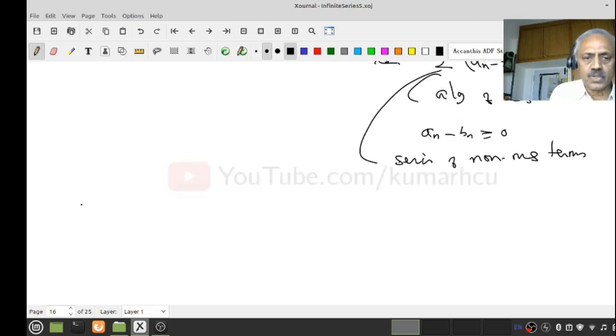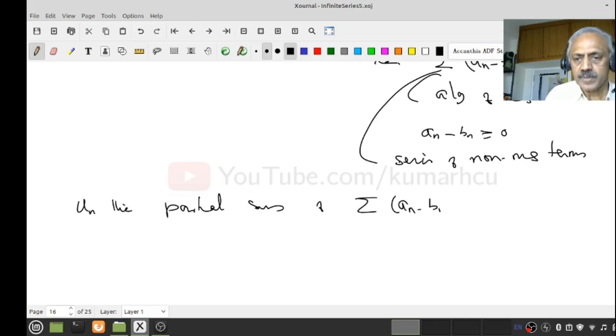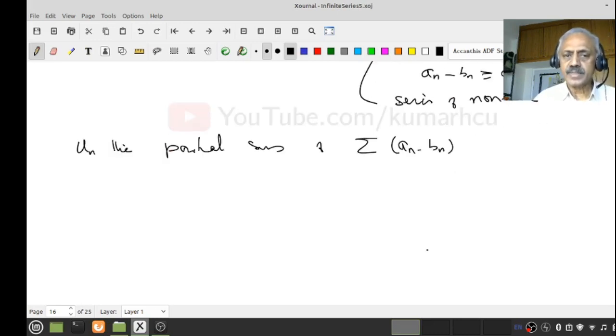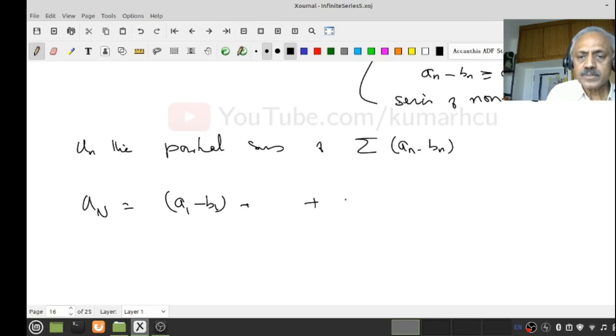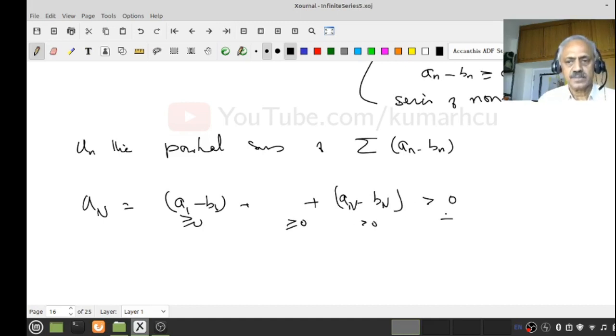Right? So, let Un be the partial sums of the series summation an minus bn. Okay, then what do I know about Un? Un is a1 minus b1 plus ... plus an minus bn, and these are all greater than or equal to 0. But this is strictly positive, therefore this is strictly positive. You understand this? Okay. Therefore, capital N is strictly positive.